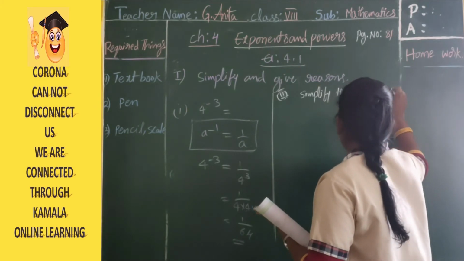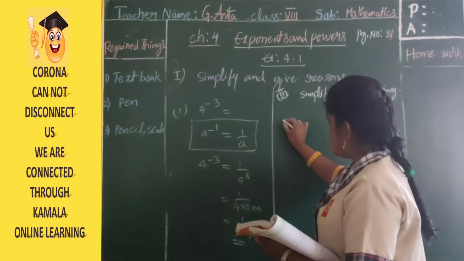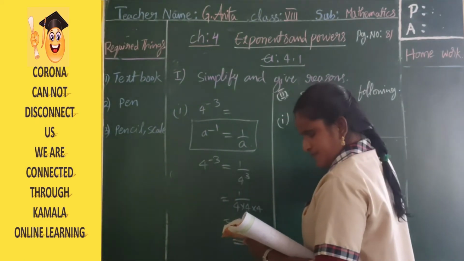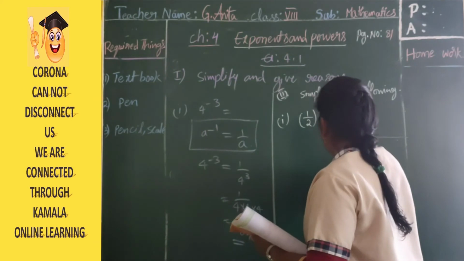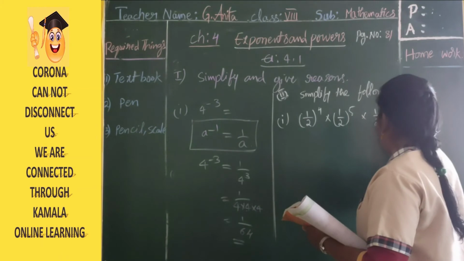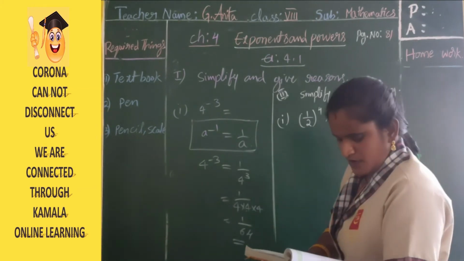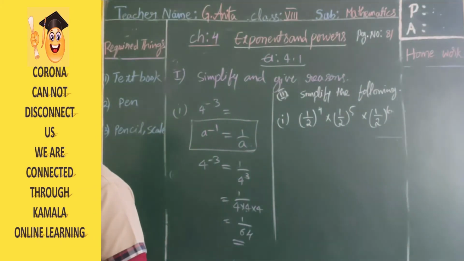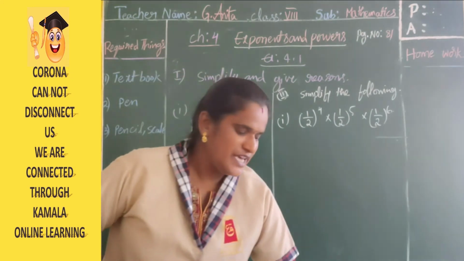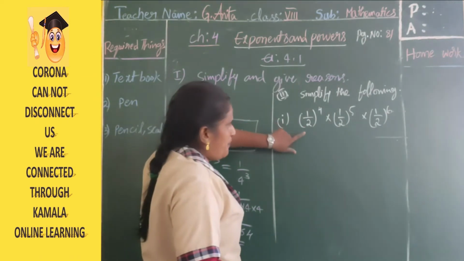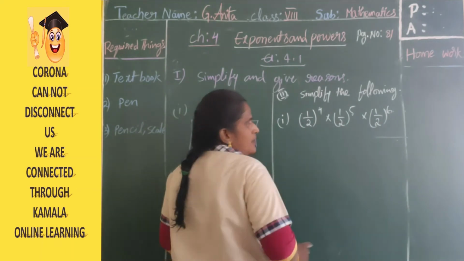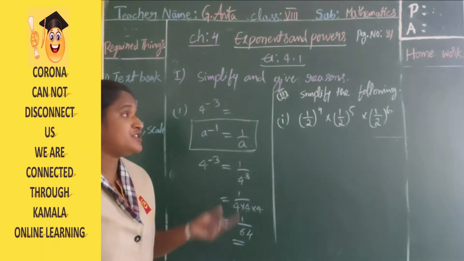Simplify the following. So first one, (1/2)^4 into (1/2)^5 into (1/2)^6. Here observe, bases are same: 1/2, 1/2, 1/2. Bases are same means powers should be added.